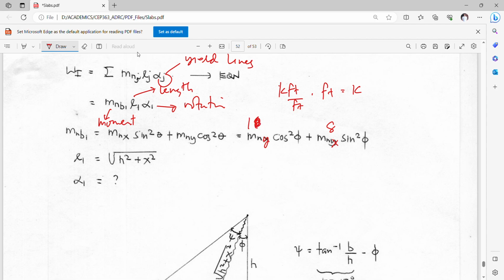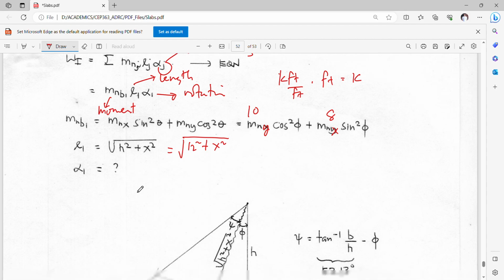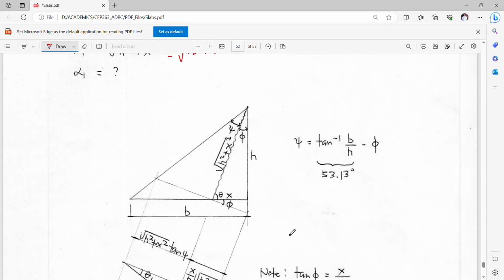So there's some errors here. Your length is simply h squared, your height is simply 12 squared plus x squared. So x is in meters, and alpha 1, the rotation, has to be solved in terms of the actual geometry of the figure. The geometry of your figure states that this will rotate. This is your axis of rotation, the yield line.